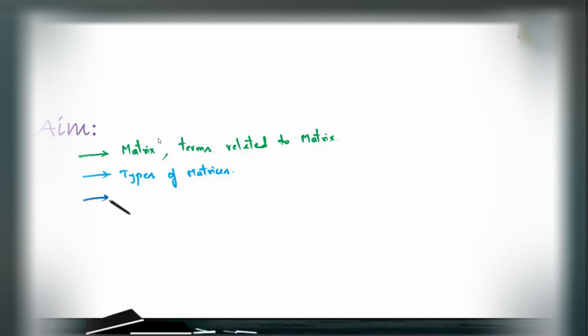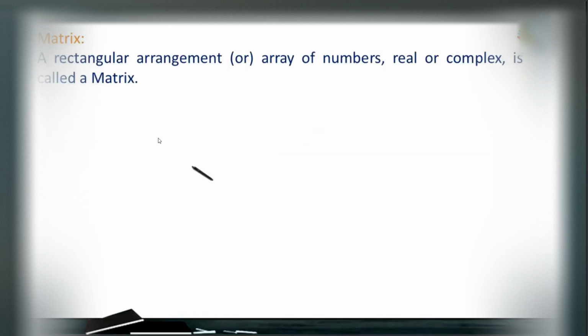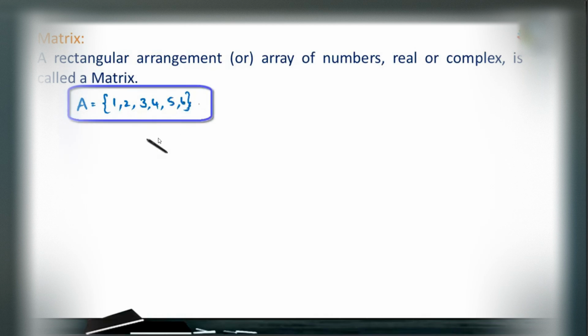And as an algebra of matrices, we'll also learn what we mean by equality in matrices. So let's first learn how we define a matrix. A rectangular arrangement of numbers which are real or complex is called a matrix. Now, if you remember, a set A has a collection of 1, 2, 3, 4, 5, 6. There are 6 elements in this set.